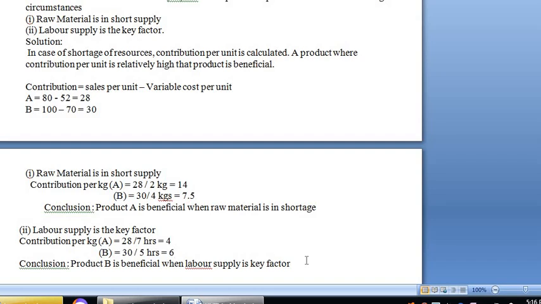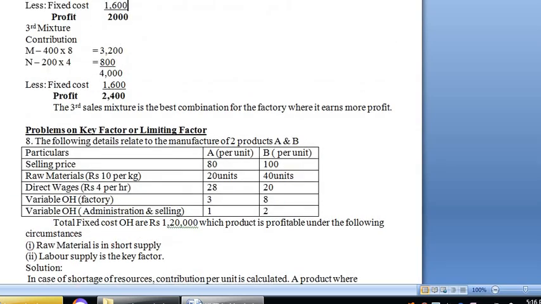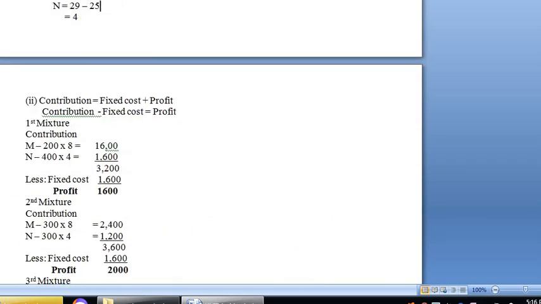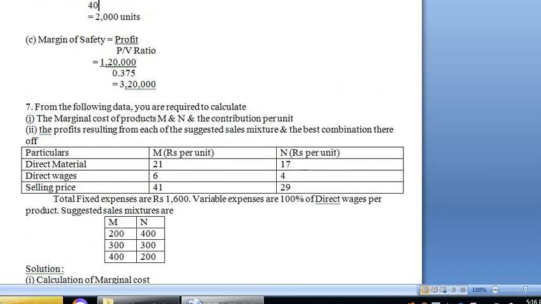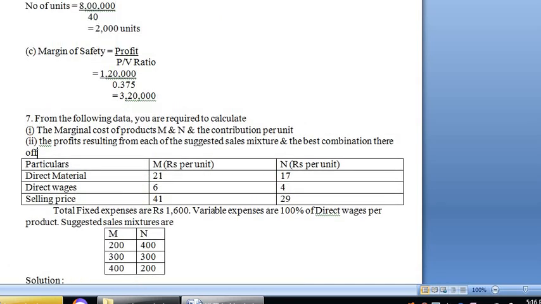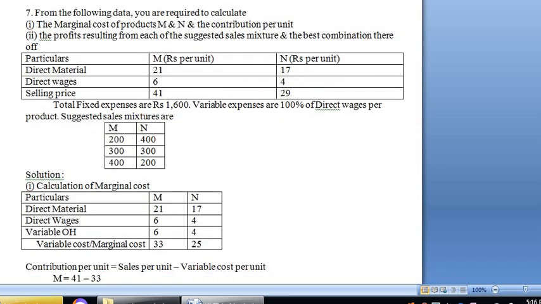Okay, so hope this problem is clear to everyone. So this completes your 4th unit, marginal costing. In the next video we are going to start with your 5th unit, that is reconciliation statement. Please go through the problem and the formulas whatever I have given, so that the unit is very easy. Only thing is you need to remember the formulas.